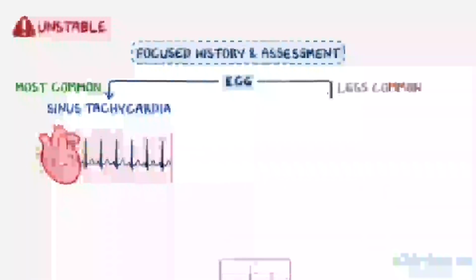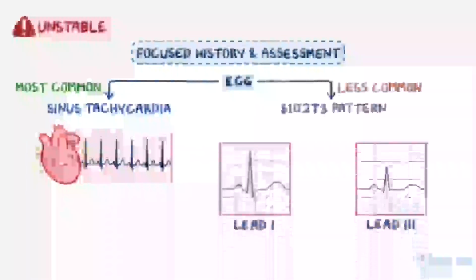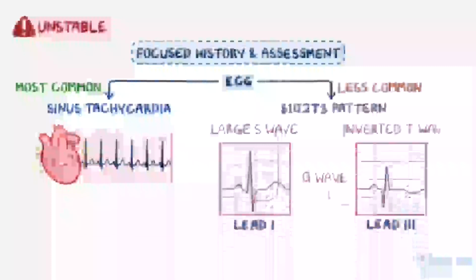The most common ECG finding in PE is sinus tachycardia, but a less common finding is the S1Q3T3 pattern, where there's a large S wave in lead 1 and a Q wave and inverted T wave in lead 3.